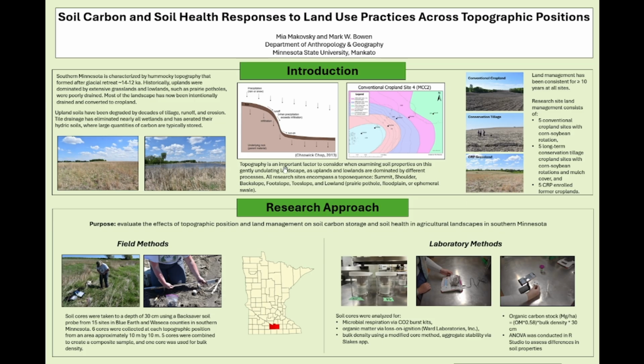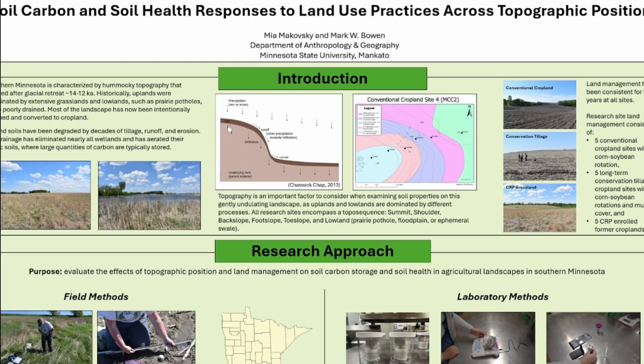So we are focusing on topography because it is an important factor to consider when we are examining soil properties and soil health properties on this gently undulating landscape. This is because uplands and lowlands are dominated by different processes. If we look at this figure here, we can see that the upland soils are dominated by runoff and erosion, whereas these lowland soils have lots of accumulation and run-on from upslope.